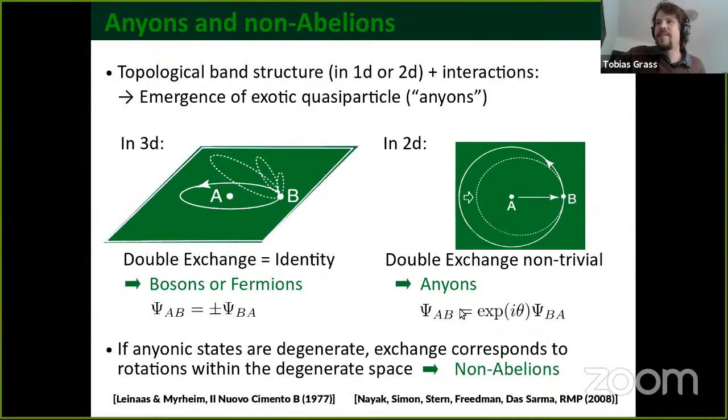It does not necessarily just lead to a plus or minus sign in the wave function, but it can, for instance, produce an arbitrary U(1) phase, or even, in cases where we have a degeneracy in the ground state, an exchange of particles can lead to a rotation of the state vector within this degenerate manifold. In that case, we have a non-commuting operation, a rotation describing the exchange, and therefore these particles are called non-Abelian anyons. They are in particular very relevant in the context of quantum computing with topologically protected quantum computing.